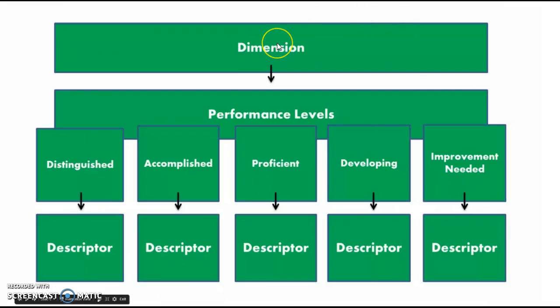So looking at this chart, the dimensions fall into the performance levels, and we have distinguished, accomplished, proficient, developing, and improvement needed. And if you remember back to the conversations we were having in the spring, proficient is a great place to be. And whenever we get to the rubric, you're going to read through the descriptors, and that'll remind you why proficient is a great place to be. I just want you to continually remember that. Proficient is good. That's where we like to be, is proficient.